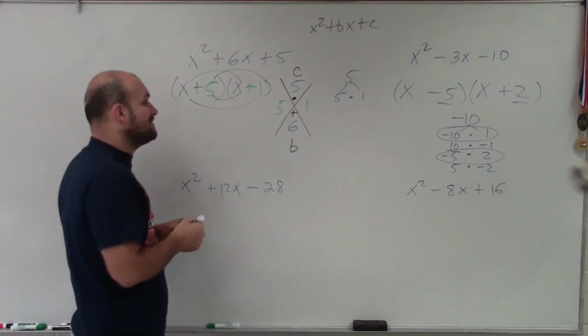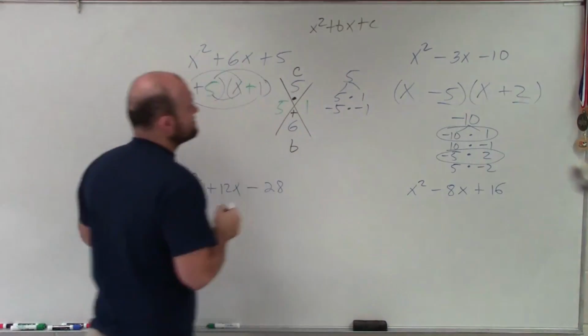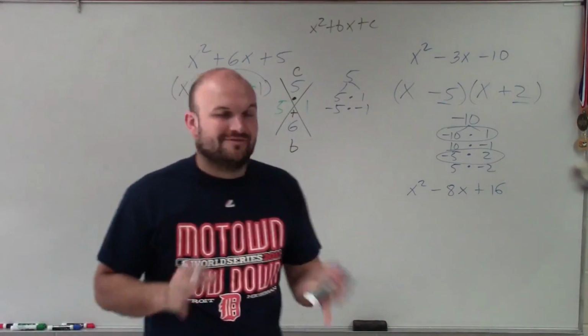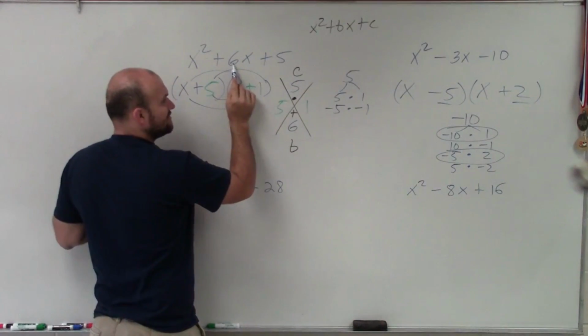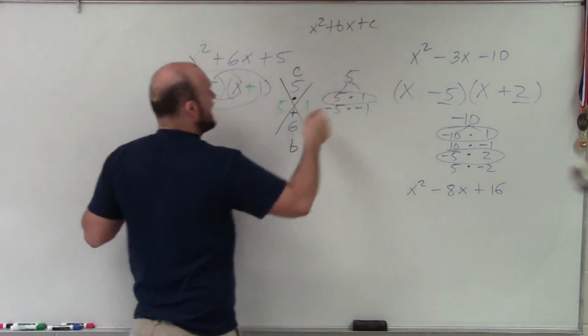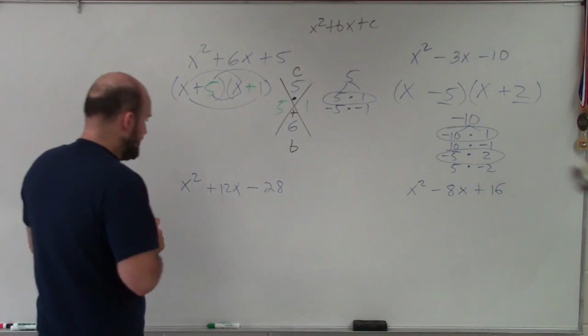Which also brings me back to this case. This also could have been written as negative 1 times negative 5. But the reason why I didn't start confusing you at the beginning is because the middle term is positive, so the two factors also have to be positive. All right? So let's continue on here.